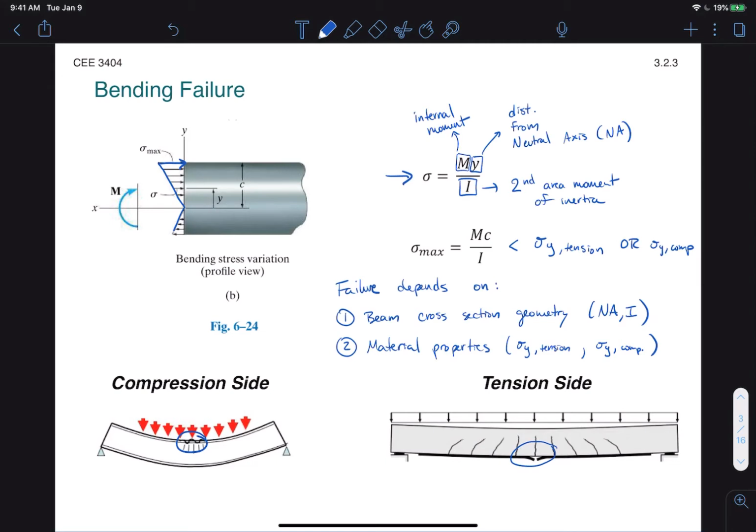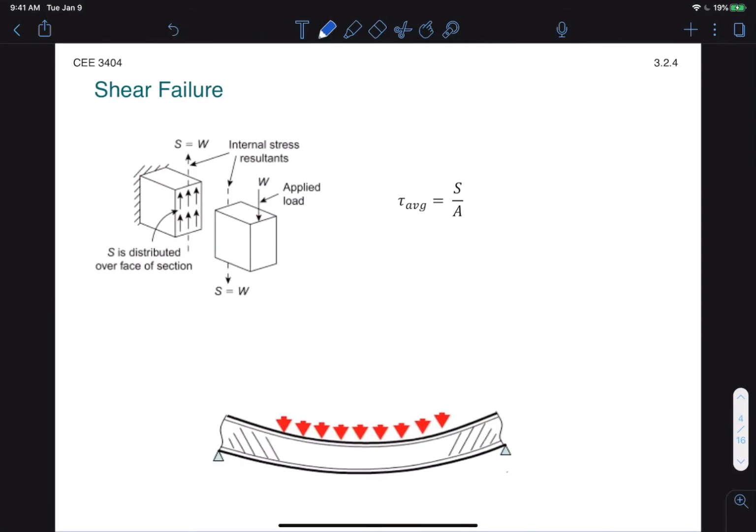Now, long beams will tend to be dominated by bending-induced stresses. However, short beams may be dominated by shear-induced stresses. Now, shear occurs when a beam is pushed and pulled in opposite directions, as you see in the figure. We have a reaction providing a positive force, and we have an applied load providing a negative force. This generates an even stress distribution across the face of the cross-section.